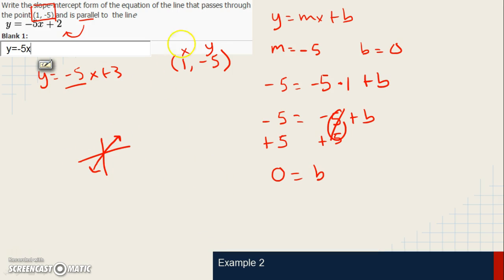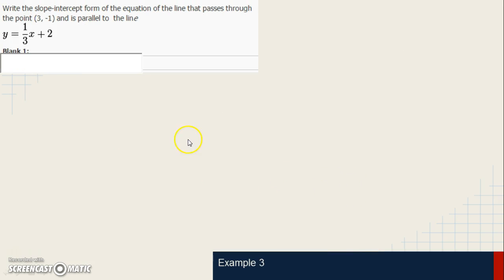And if I wanted to make sure that this was the right equation, what I would do is take this coordinate point and plug it in for x and y to make sure that the equation comes back true. So if I put in negative 5 for y, and then I put in 1 for x, and I simplify it, I should get the same number on both sides. Well, if I simplify this side, negative 5 times 1 is negative 5, and that equals negative 5. That is true. So we know that we created the correct equation. So let's go ahead and do example number 3.